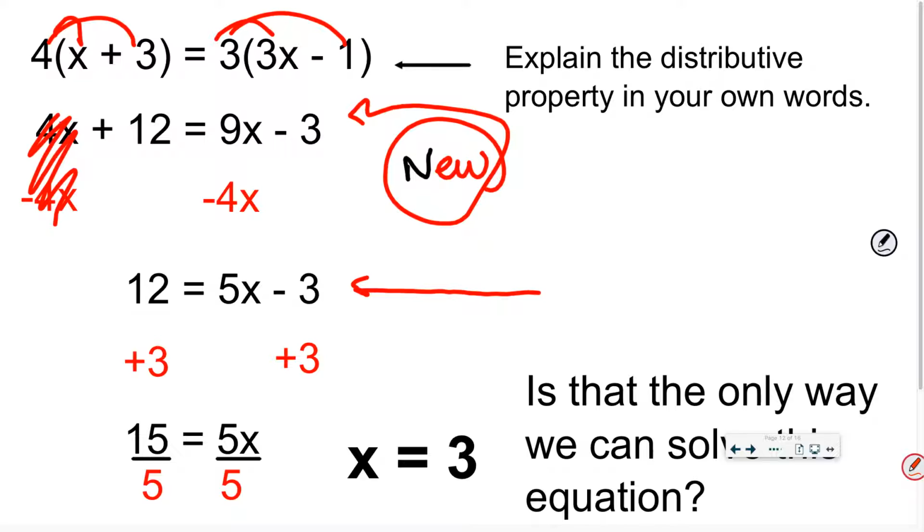From here, we question what's happening to our variable. How do I undo that? X is being multiplied by 5, and then we're subtracting 3. I'm going to undo that. I'll add 3 to both sides. I'll divide both sides by 5.